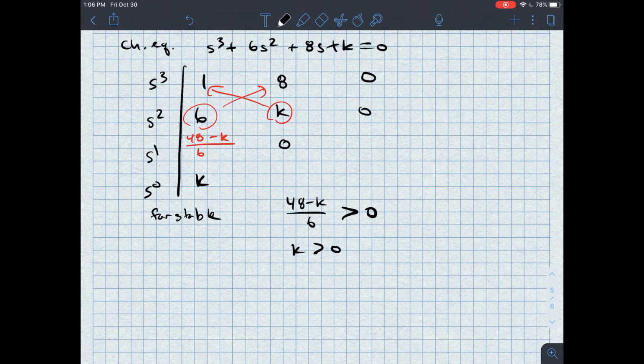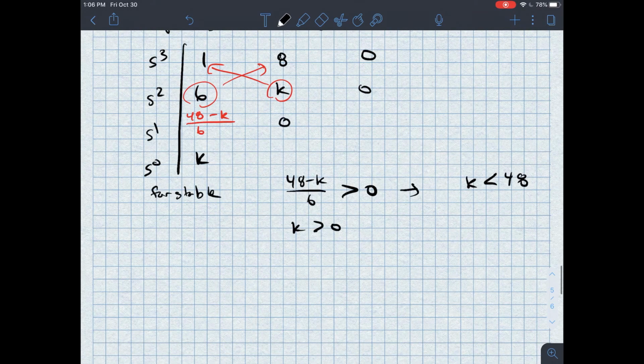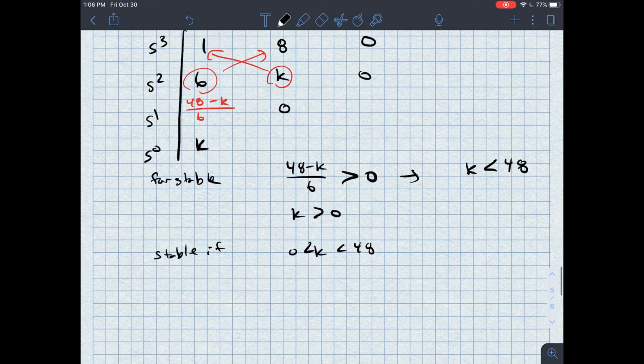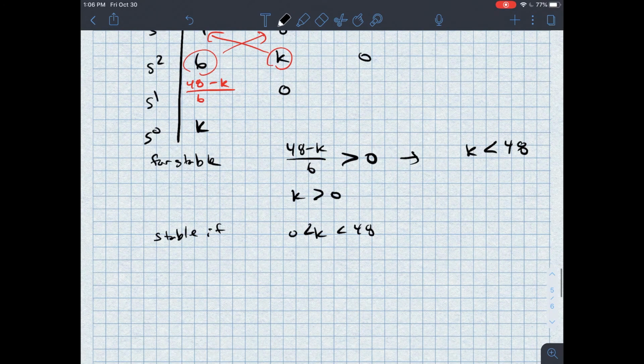So K is greater than 0, and then I can solve this other one and it tells me that K has to be less than 48. So the range of stability is if K is between 0 and 48. So I know that K is equal to 48 at the j omega axis crossover because that pushes the poles into the right half plane, making the system unstable. So 48 equal to K makes the system unstable.